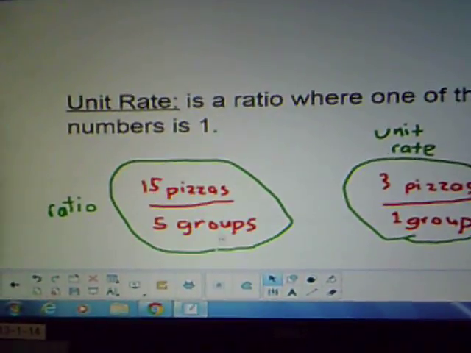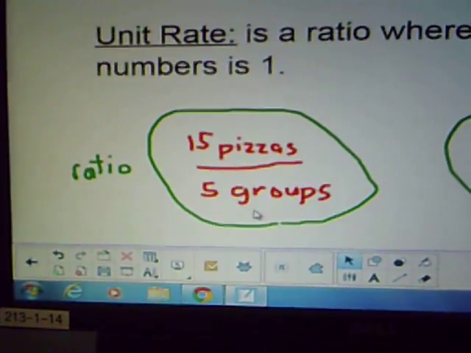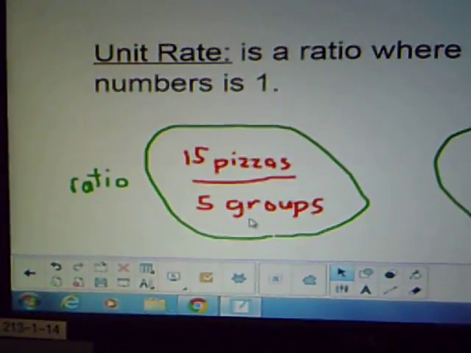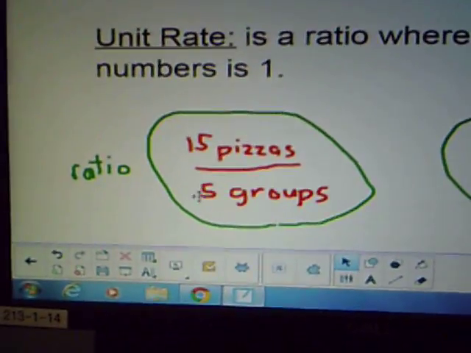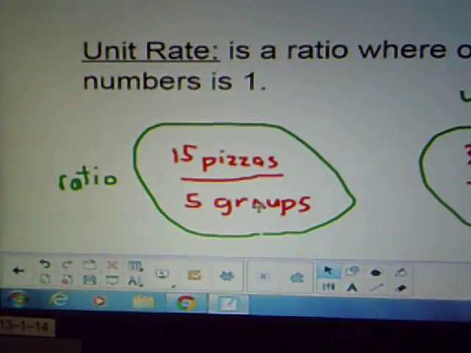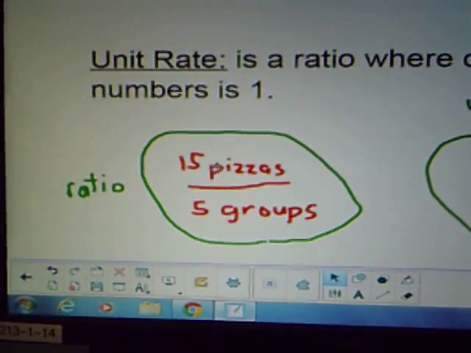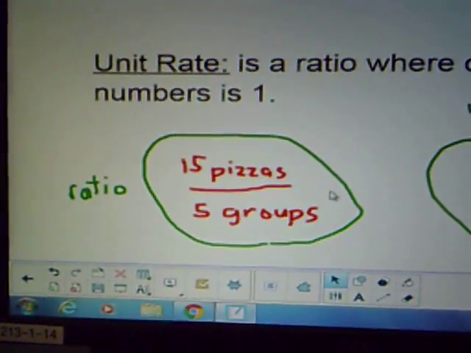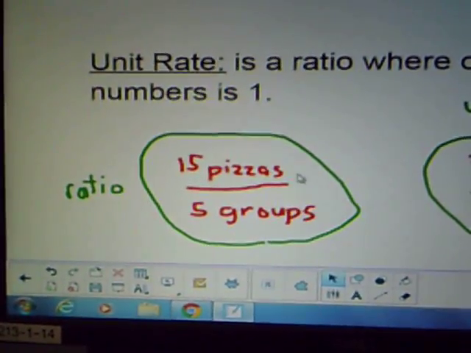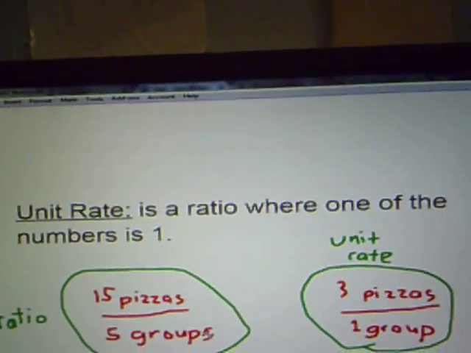This example right here, 15 pizzas to 5 groups. So suppose I was having a pizza party and I got 15 pizzas for 5 groups of people. Okay? This is a ratio because it's a comparison of the number of pizzas to the number of groups. 15 pizzas to 5 groups. But remember, a unit rate is a ratio where one of the numbers is a 1.